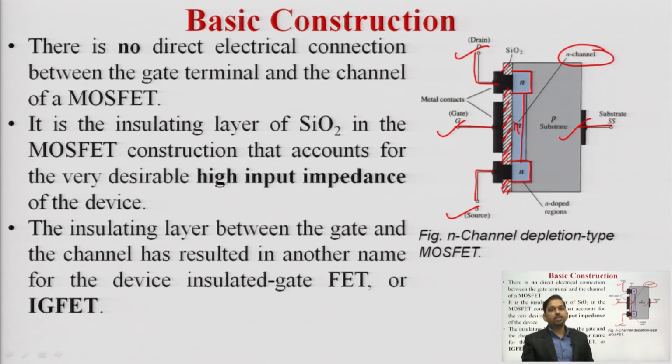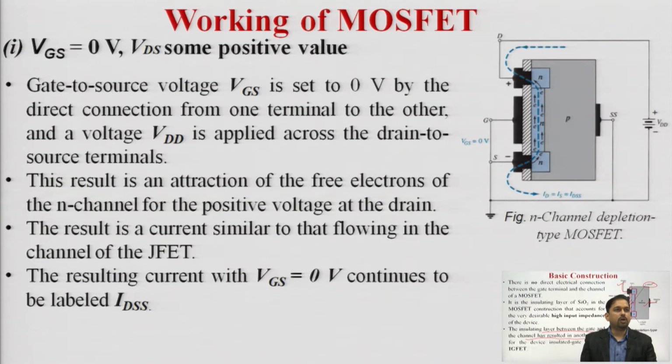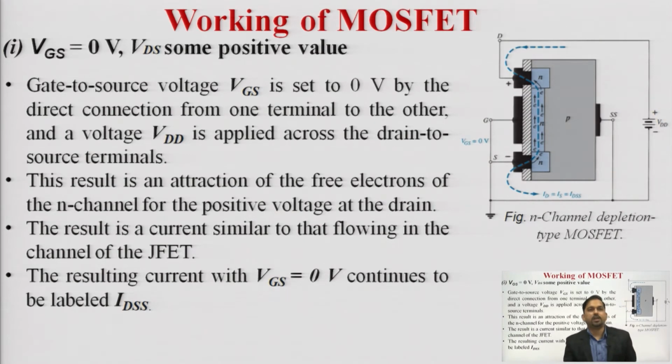So, this is the N channel MOSFET, N channel depletion type MOSFET, because here the channel is present which is made up of N type, and this insulating layer between the gate and the channel has resulted in another name called IGFET, which is called the insulated gate field effect transistor. So, this is all about the construction of the depletion type MOSFET. Now, we will see the working.